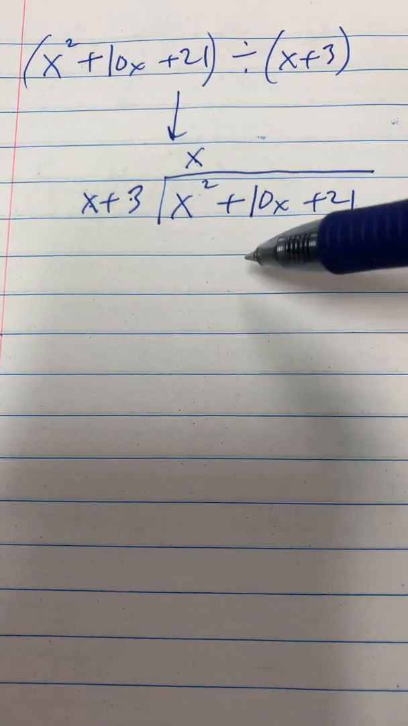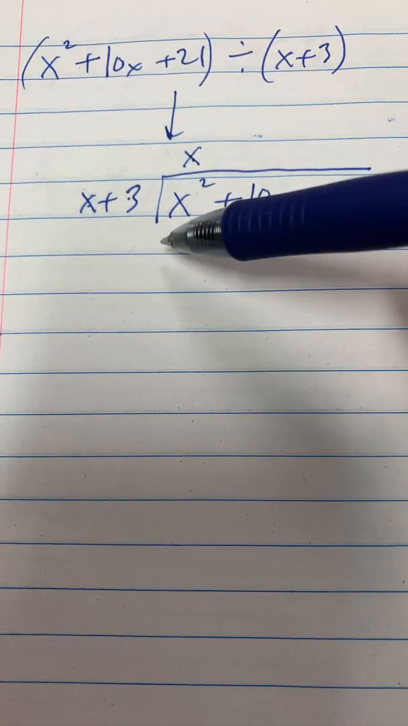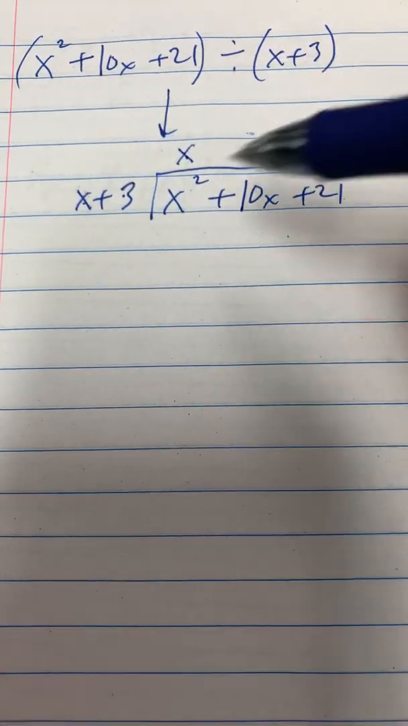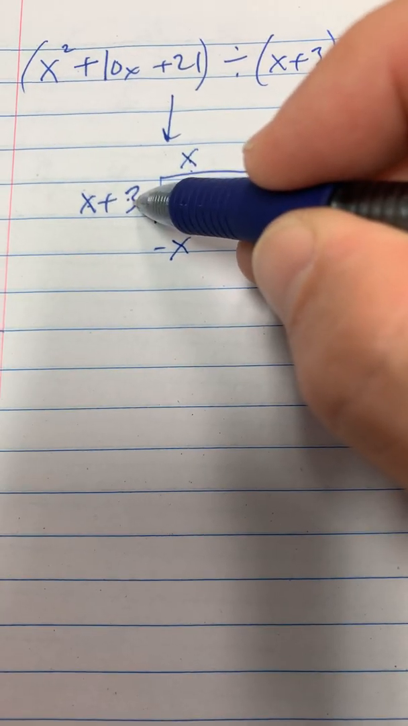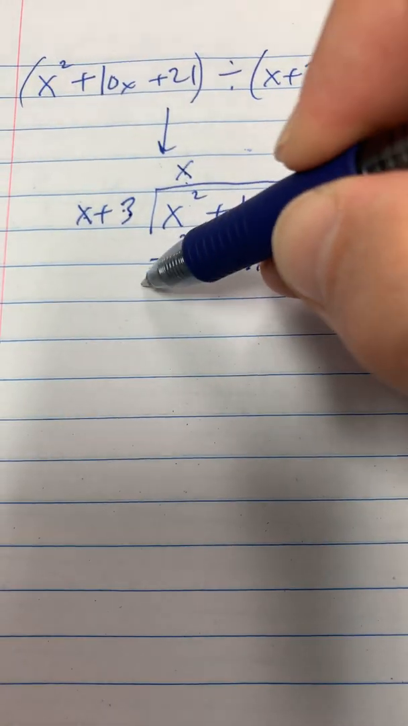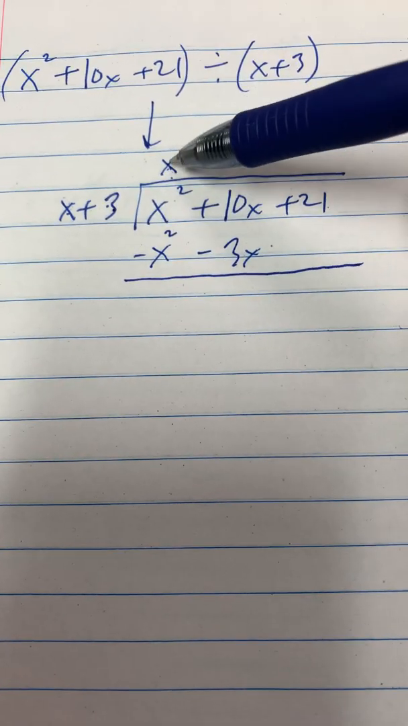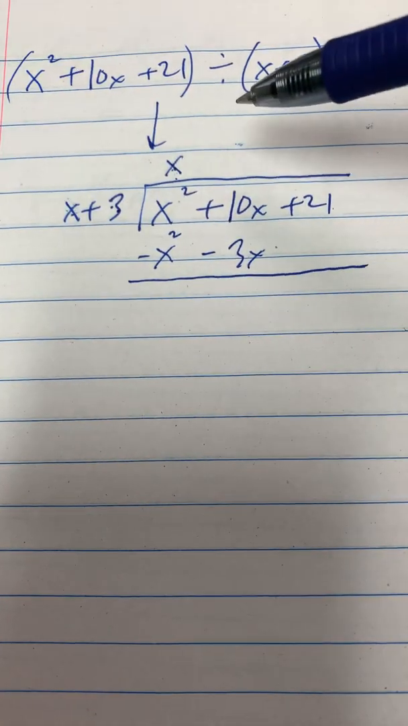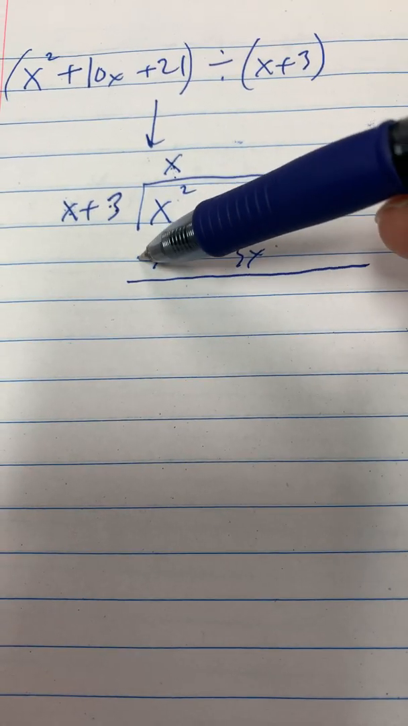Every time we bring something down here, you're going to see it play out in just a second, but we're always going to change the sign. So x times x would normally give me x squared, but I'm going to make that negative x squared. And x times 3 would normally give me positive 3x, but we're going to make it negative 3x. Just remember that. I distributed this x to this x and then to this 3, and when I wrote the product down here, I changed the sign.